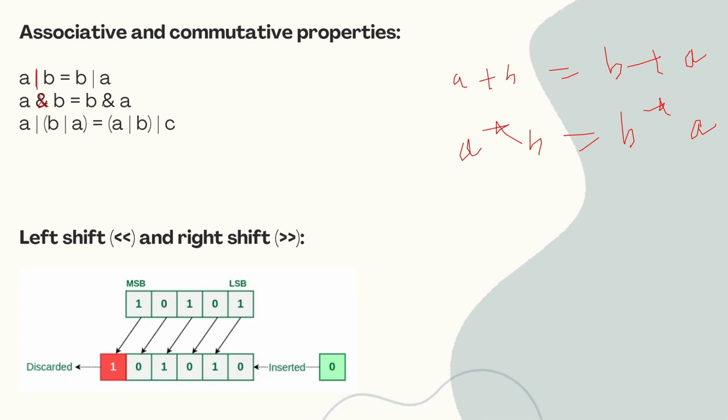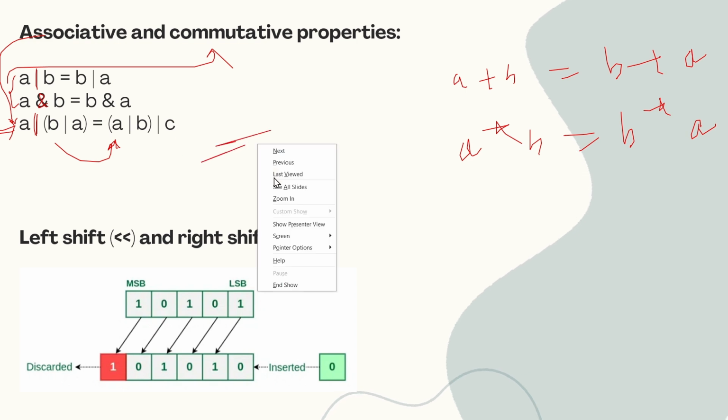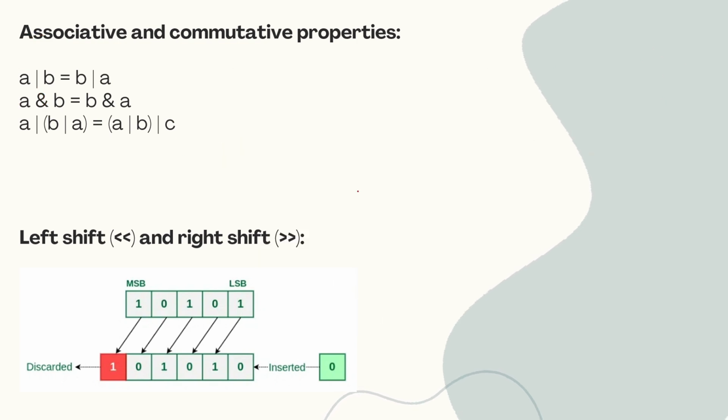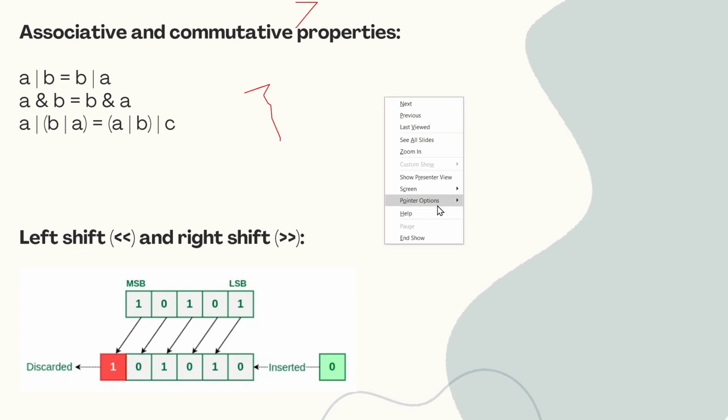If you do A and B, it is equal to B and A. Similarly, this is the associative property. These two are commutative, and this is the associative property. If you do A or B or C, it is simply equal to A or B or C, whole of it. That's it. These are the three important, basic properties that you can check out.